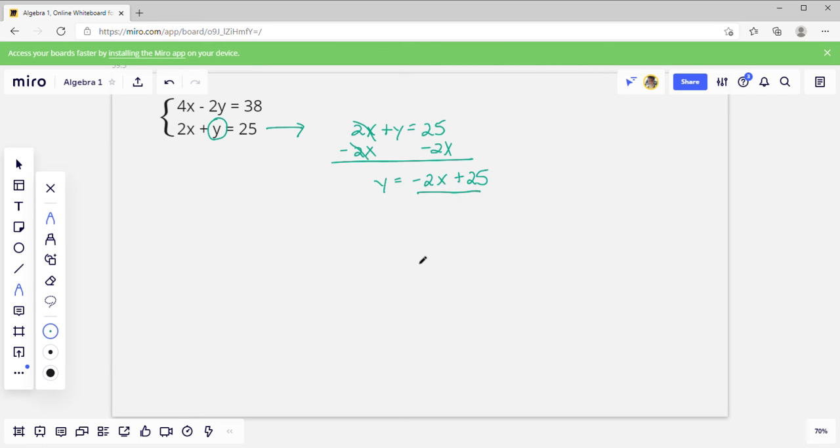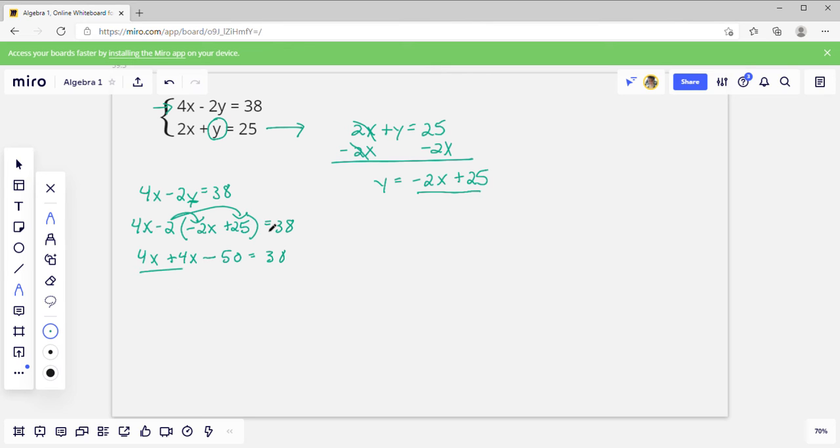All right, now I'm going to plug that value into this top equation. So 4x minus 2y equals 38. When I get to y, I need to use my value from over there. So 4x minus 2, my y is going to be negative 2x plus 25 equals 38. All right, so now I've got 4x, and I got to rainbow that. 2 times 2 is 4. That would be a positive 4x. Negative 2 times positive 25 is going to be negative 50 equals 38.